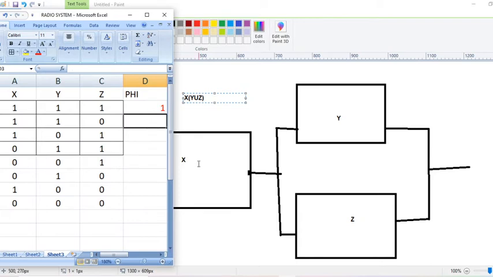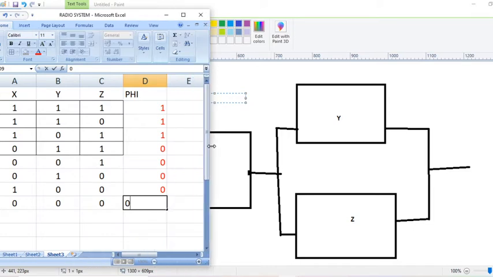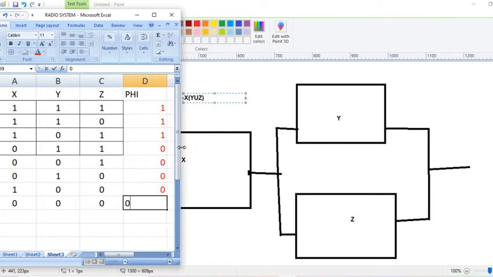And suppose X and Y are working, and Z is in failed state. So still the system is working. In this case, 1 is working, X is working, Y is not working, Z is working. In this case also the system is working. X should be in working state, otherwise the system will not be in functioning state. In all other cases, this is the structure function of this system.